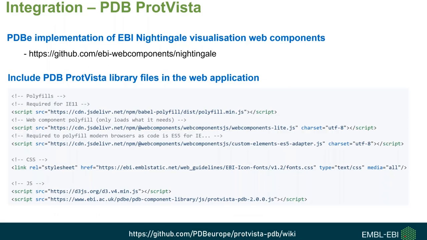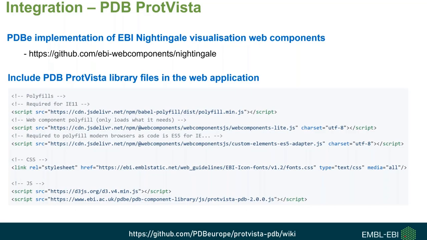We will now take the second example. We will check how to integrate PDBe ProtVista viewer. ProtVista is a standard feature viewer which shows a linear representation of the sequence of a protein and depicts value-added annotations from different resources.